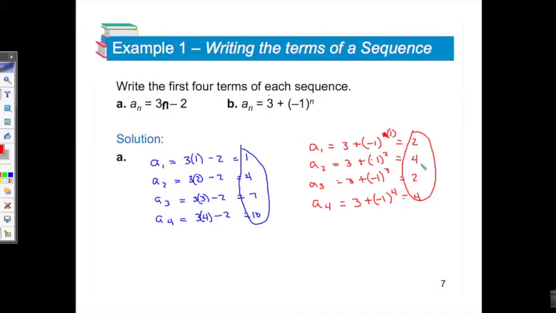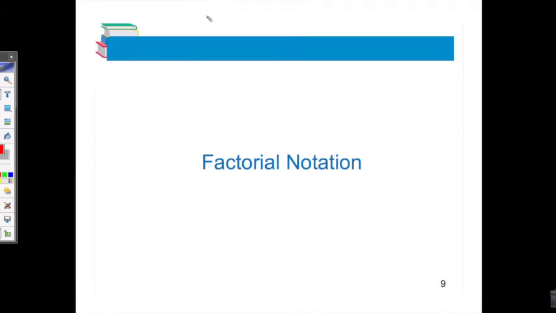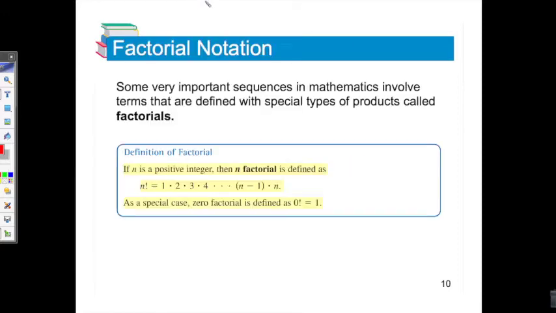And then over here, we have something that's oscillating between 2 and 4. So it looks very, very different, but both considered to be sequences. Now let's look at factorial notation.